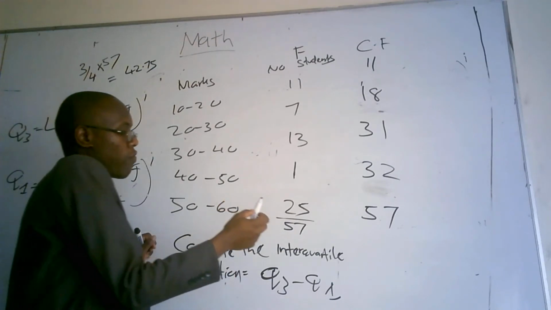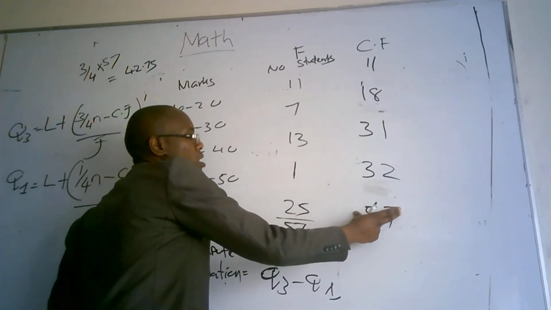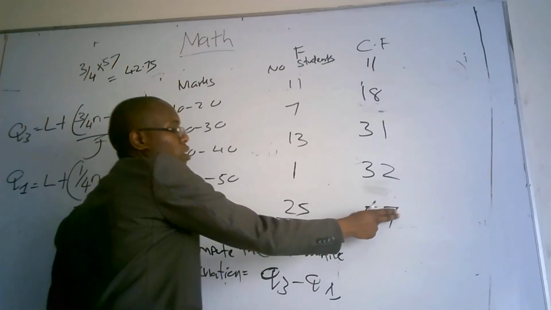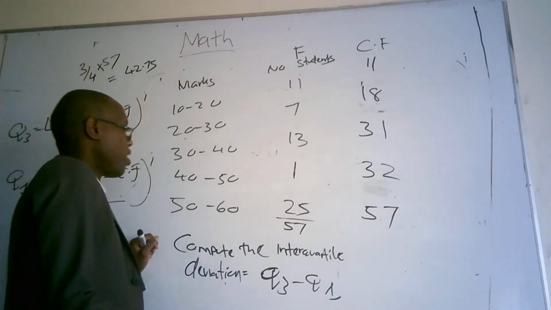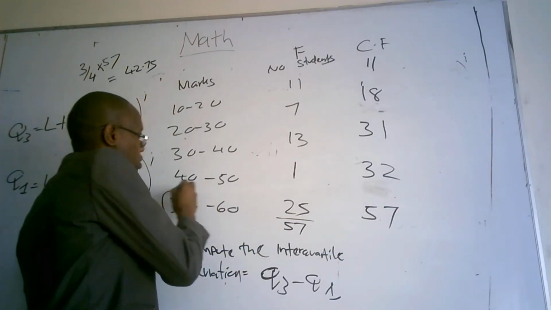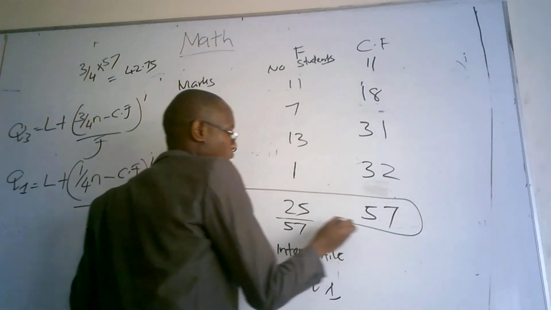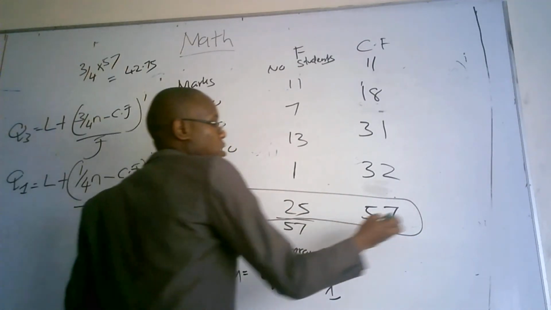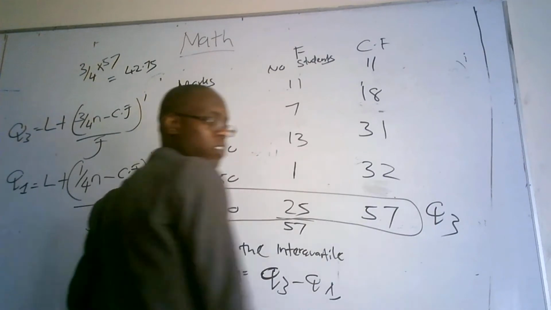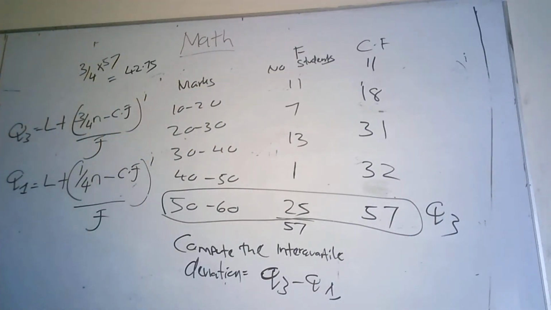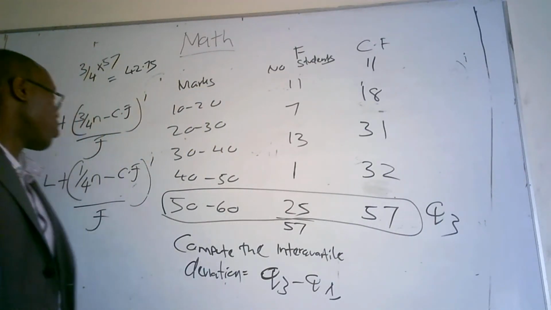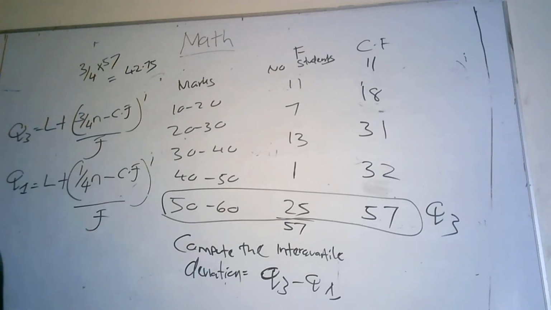So 42.75 will actually fall under the cumulative frequency of 57. So you circle this one here. So this is the quartile class. So that's how you identify the quartile class, where 42.75 is going to fall.